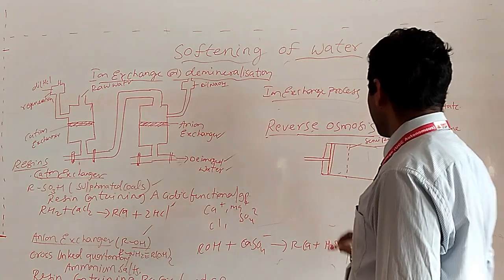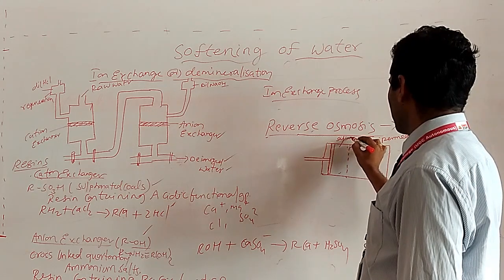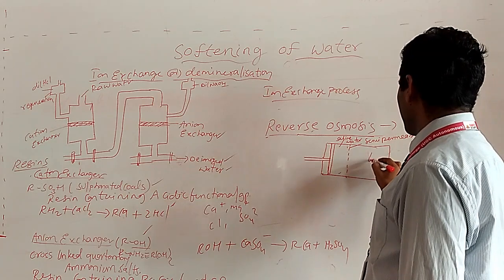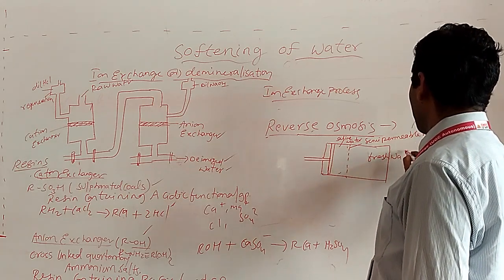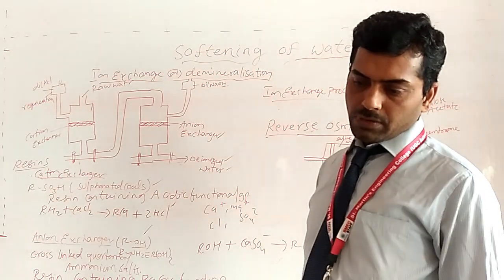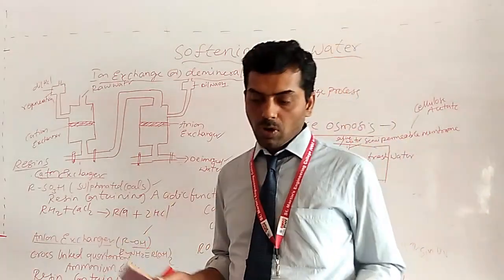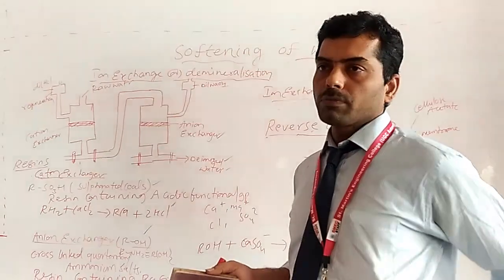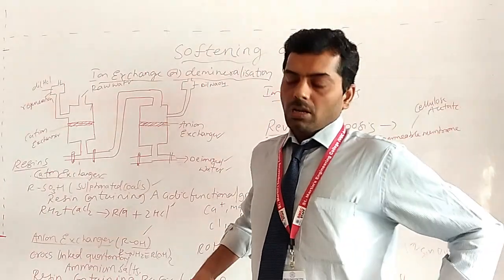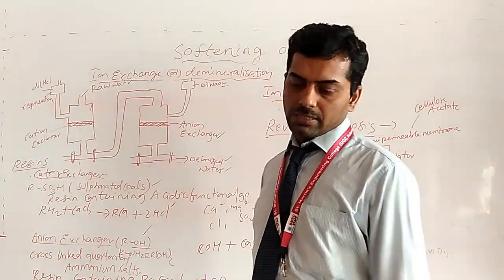A piston is arranged to create some hydrostatic pressure. On one side, there will be the saline water, and on the other side, we can take the fresh water. See how it works. Desalination is the process of removing the common salt present in the sea water. The process of removing the common salt, sodium chloride, from the saline water is known as desalination.